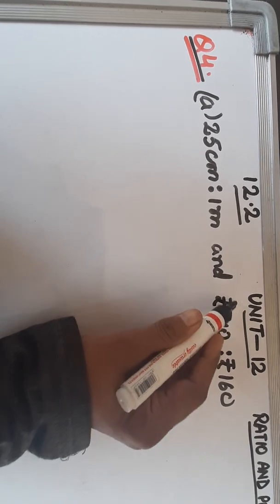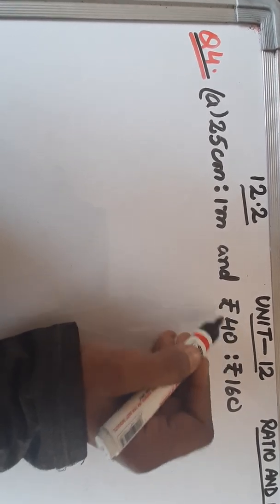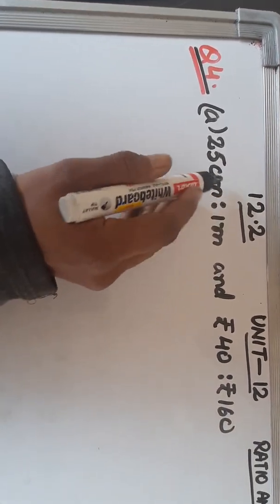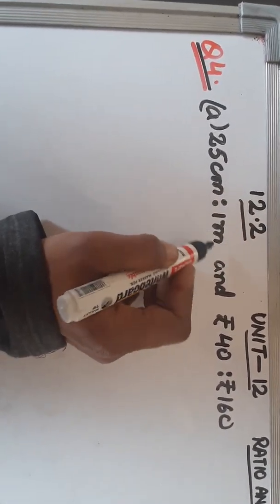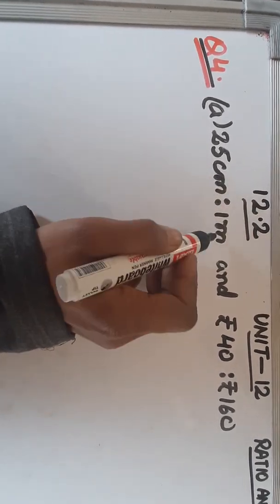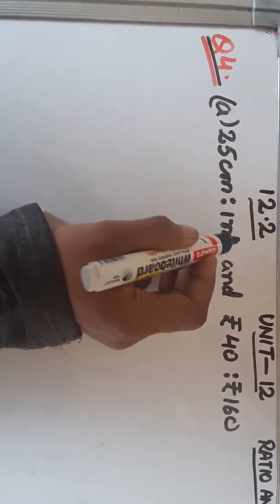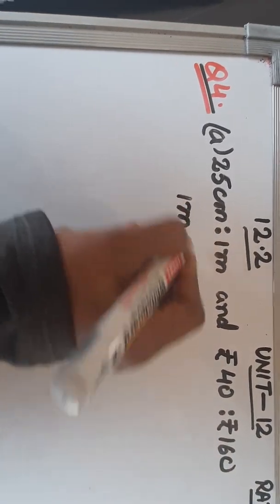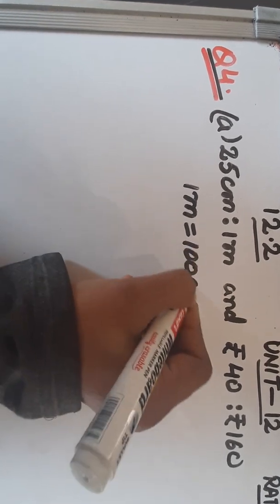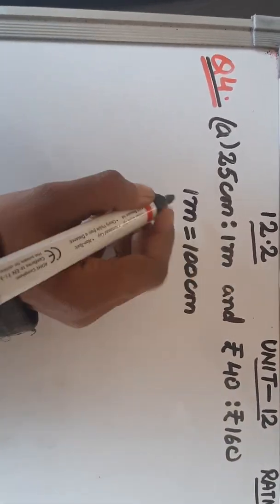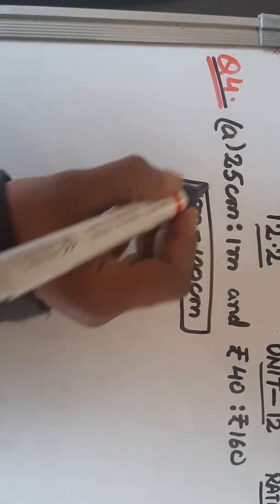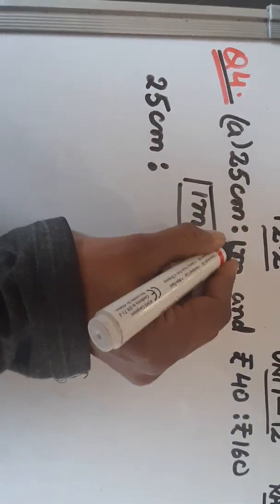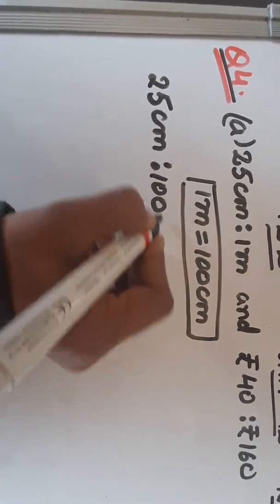So as we can see in the second ratio, both the units are same, both are in rupees. So this is okay. But in the first ratio, the first unit is centimeter and second is meters. So we have to convert either of them. So let us see, 1 meter is equal to 100 centimeter. So therefore we are going to use this. So we will write the ratio 25 centimeter is to 1 meter as 25 centimeter to 100 centimeter.